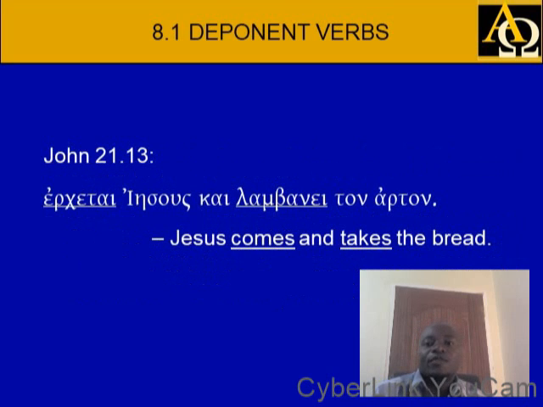So for example, we have John 21:13, Erketai Jesus kai lambanei ton arton. Jesus comes and takes the bread. So erketai is deponent middle, whereas lambanei is active voice. But in terms of meaning, erketai is actually active, just the same way as lambanei.